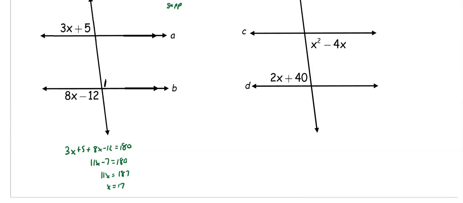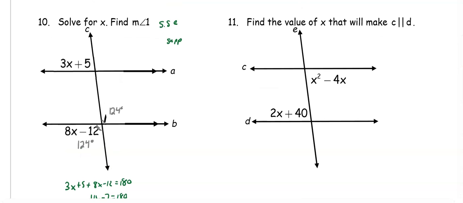Now that we know that x is 17, we can substitute in to get our angle. So 8 times 17 minus 12 is 124 degrees. This angle and angle 1 are vertical angles, so they're congruent. So angle 1 is 124 degrees.